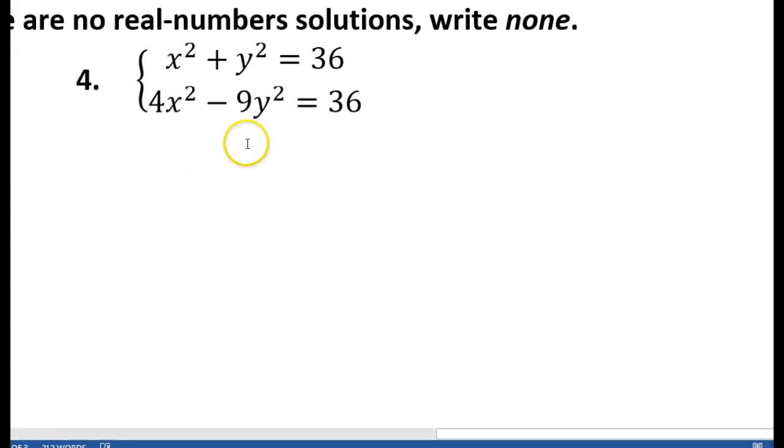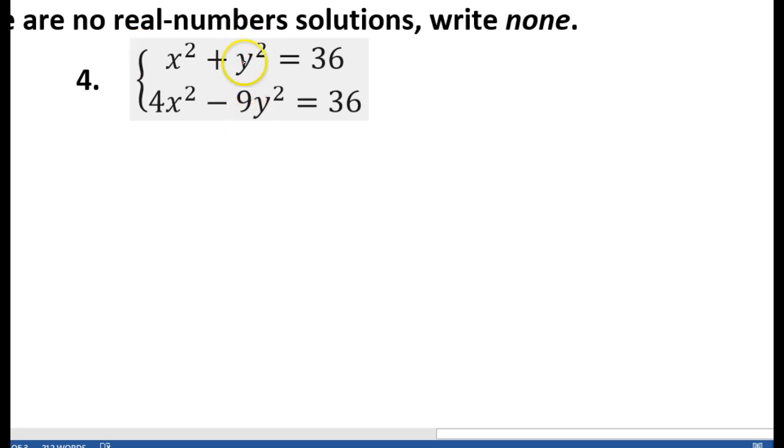Let's take a look at number 4. They are already in general form with the like terms all lined up. So all I need to do is create opposites that cancel. It's up to me whether I want to target the x's for elimination or the y's. I'm going to go ahead and set my sights on the y's.